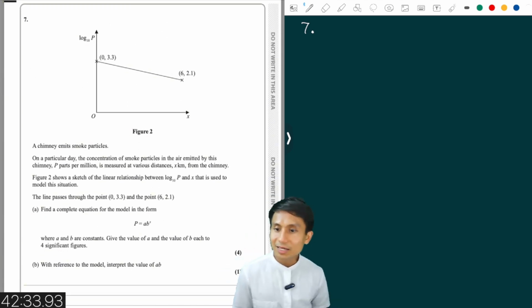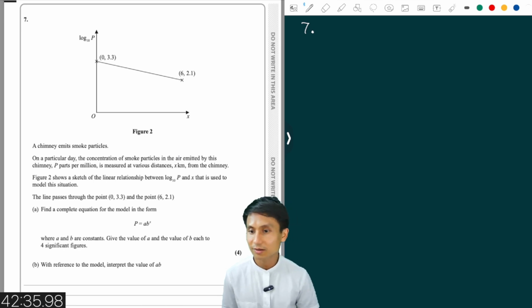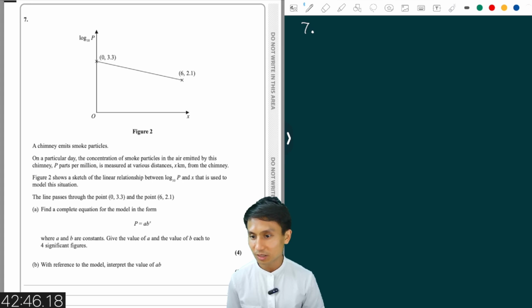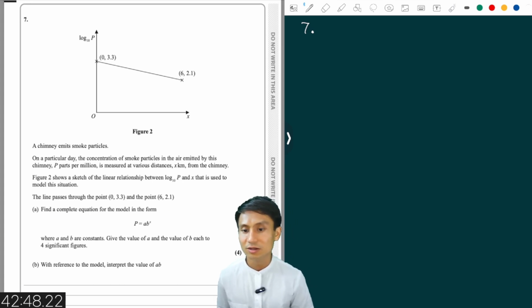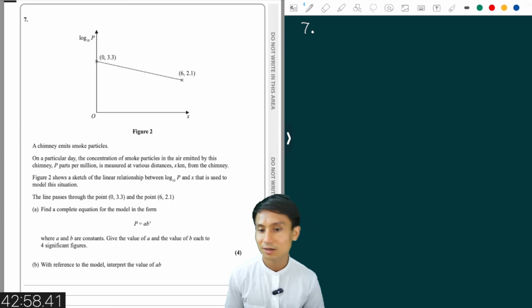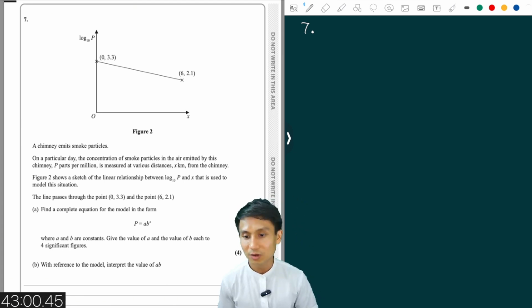A chimney emits smoke particles. On a particular day, the concentration of smoke particles in the air emitted by this chimney, p parts per million, is measured at various distances, x kilometers from the chimney. Figure 2 shows a sketch of a linear relationship between log 10 p and x that is used to model this situation. The line passes through (0, 3.3) and (0.6, 2.1). Find the complete equation for the model.